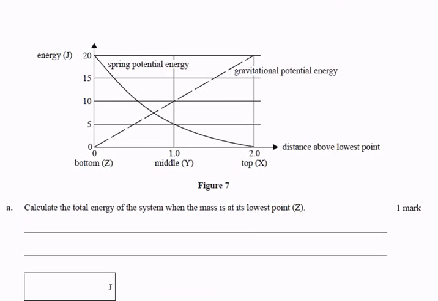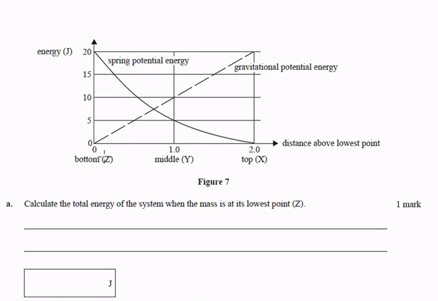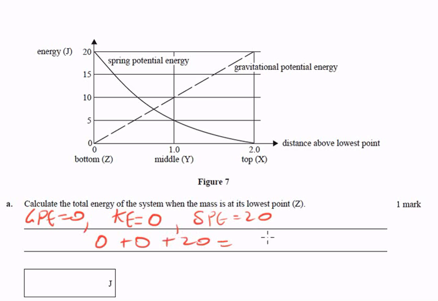Calculate the total energy of the system when the mass is at its lowest point, Z. So when it's at Z, it's got gravitational potential energy equals 0. Even though it's not on here, we know at the bottom point the kinetic energy, because it's not moving, is also equal to 0. And the spring potential energy equals 20. So 0 plus 0 plus 20 equals 20 joules.